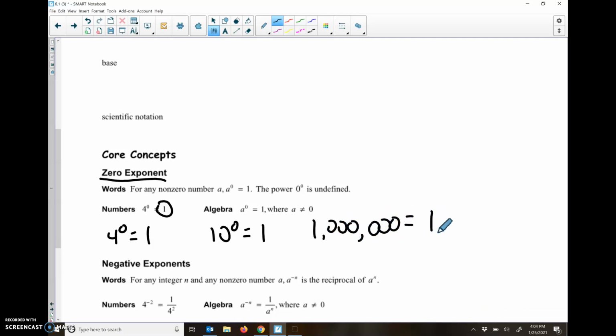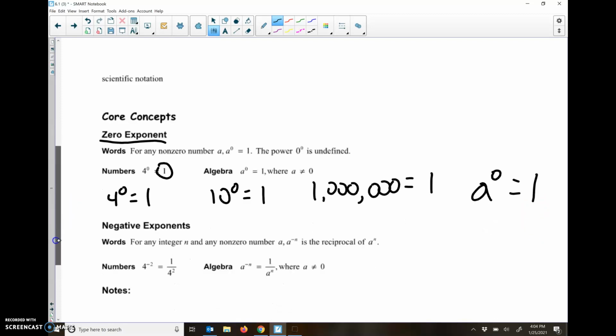And that's also true for variables. So if you ever see a to the 0 power, it doesn't really matter what a is. You might say, well, Mr. Molo, we don't know what it is. It doesn't matter what it is. It could be 4, it could be 10, it could be 1,000,000. Doesn't matter what it is. It's 1. So anything to the 0 power is 1.